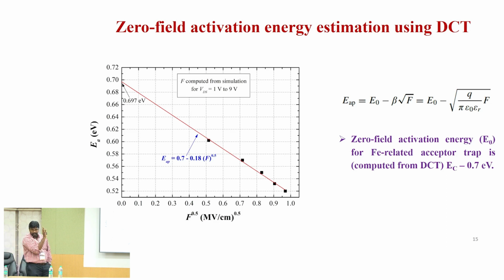The apparent activation energy is E naught, your actual zero field activation energy, minus the Poole-Frenkel emission term. If you plot the apparent activation energy against the square root of the electric field, from the intercept you get the zero field activation energy. For the iron-related acceptor trap, the zero field activation energy is close to 0.7.